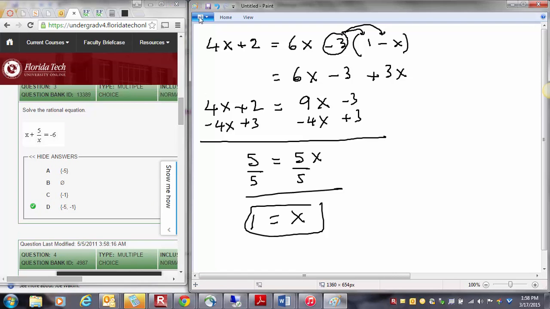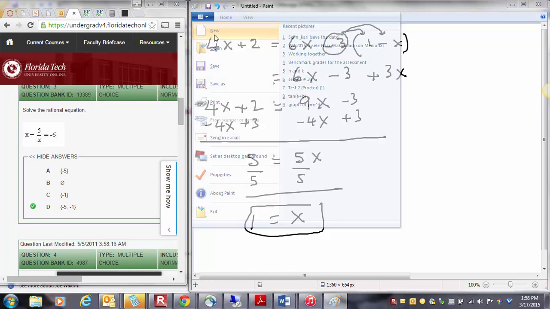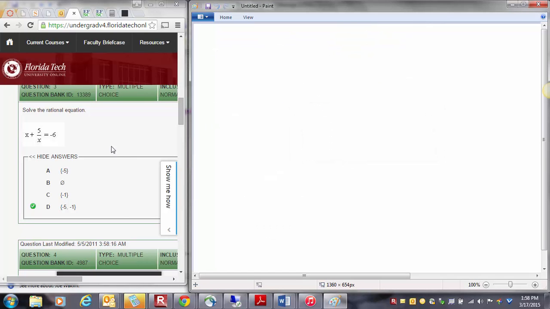Next question. Notice that I'm going to use the same principle to simplify those fractions. Multiply every term by the lowest common denominator, which is x in this case. So x times x would be x squared, plus multiply x times 5 over x. The x will cancel. We end up with 5. And x times negative 6.